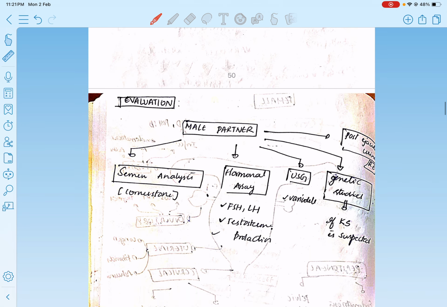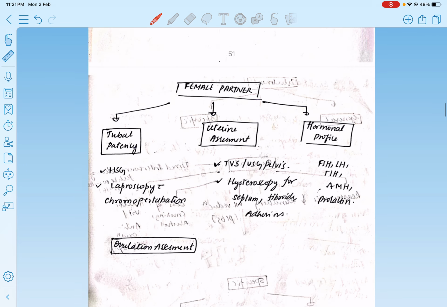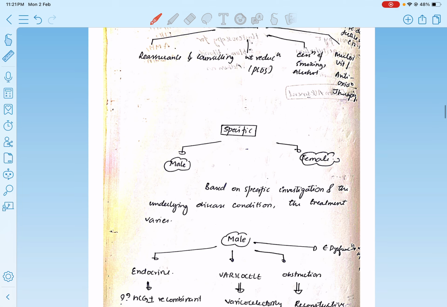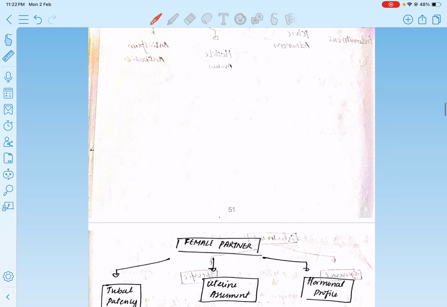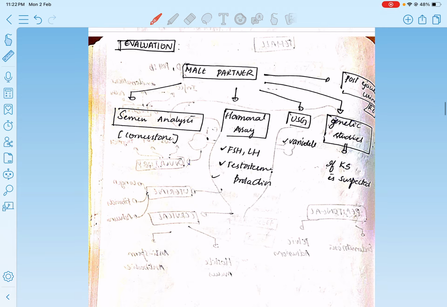I hope you know the WHO classification part, which we'll be discussing in ovulatory infertility. Again, based on FSH and LH, you need to classify it as 1, 2, 3. Again, during the management part, I'll come and discuss that. Okay. So evaluation. Now, how will you go? The first major thing is you have to do 2 semen analyses, twice to confirm.